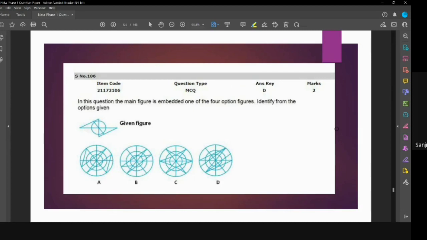In this question, the main figure is embedded in one of the four option figures. Identify from the options given. So, this given figure is embedded in one of the 4 options below. So, we are supposed to identify the correct option. The correct option is D.